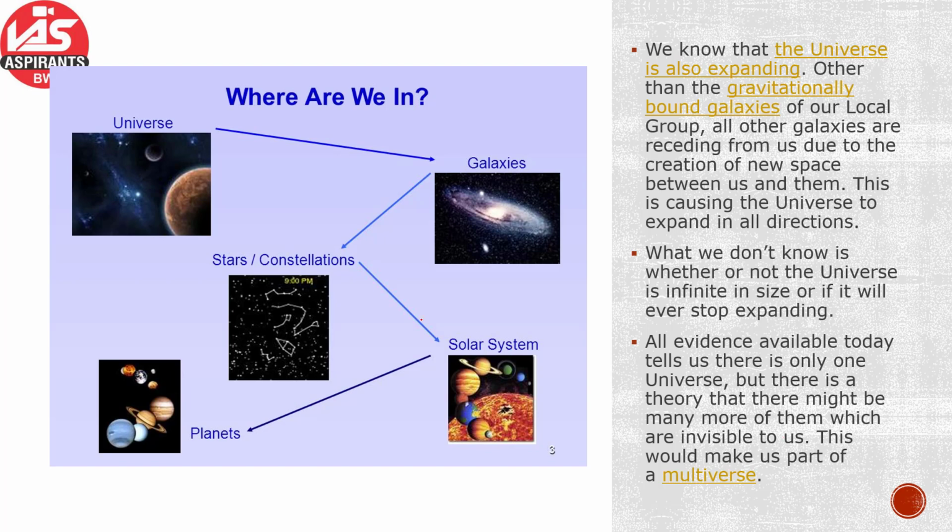So where are we in? We are in this universe which consists of many galaxies, right? And galaxies consist of stars or constellations. We will learn what is a constellation, what is the difference between a galaxy and a constellation. And then finally we have our solar systems, and the solar system consists of many planets.